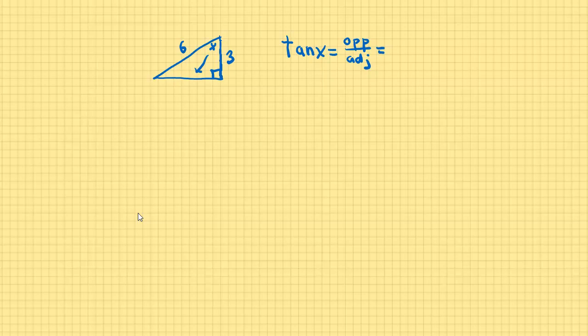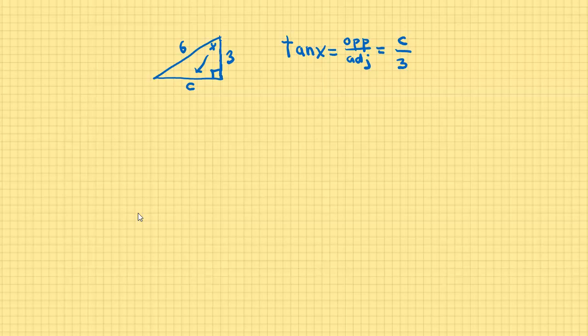So what we can do is we can give it a letter. We're going to make it a variable. Let's use the letter C, okay? So the tangent of angle x is the opposite over the adjacent. The adjacent is 3, okay? So the tangent is going to be the opposite side, which is C, over the adjacent side, which is 3. And that's the tangent. But there's one problem.